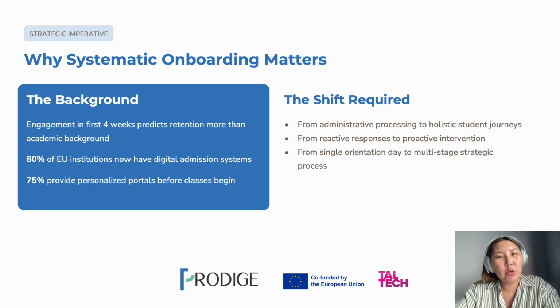But here is the shift we need to make for our digital campuses. We need to move from administrative processing, just getting the students registered and sorted, to holistic student journeys that support the whole person as well. And we need to move from reactive responses when problems arise to proactive intervention before our students struggle. And we need to move from a single orientation day to a multi-stage strategic process that will be conducted systematically.